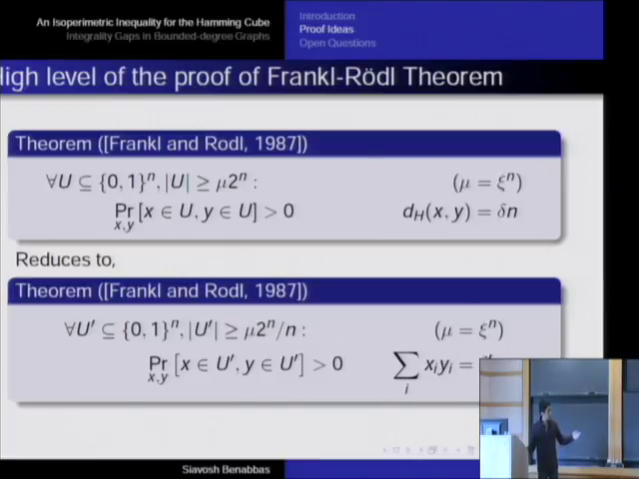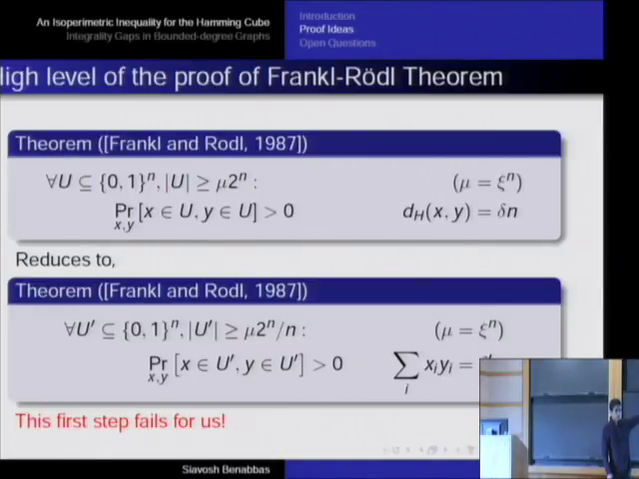Now, the bad thing is that this first simple step fails for us. The reason is that even if you start with a constant density set, you get a set which is of density 1 over n. So you can't really hope to show any bound on the probability better than 1 over n squared or something of that sort. Even if you had very strong bounds for the probability here, you can't get a very strong bound for the probability there. You can never get to constant for the probability. So you need to do things differently.